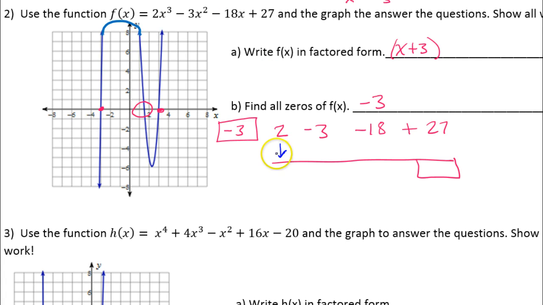Okay, so if I bring this down, that's 2. 2 times negative 3 is negative 6. That makes negative 9. Negative 9 times negative 3 is positive 27.